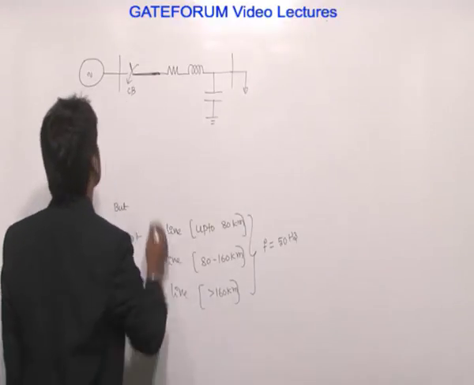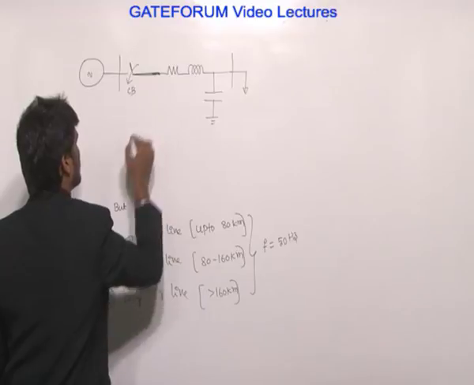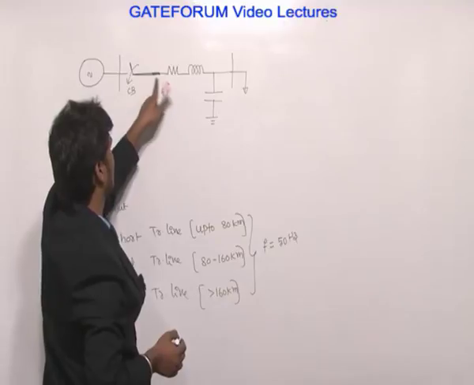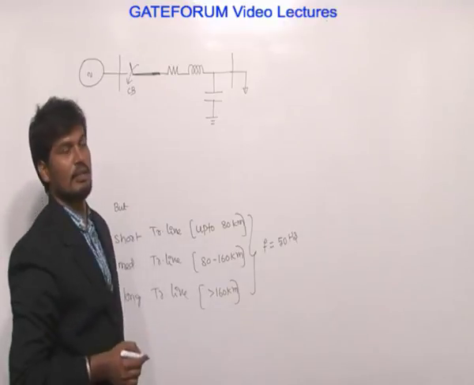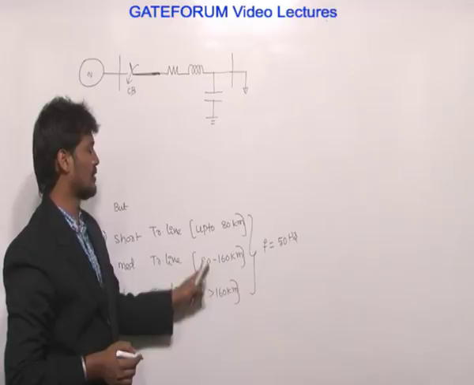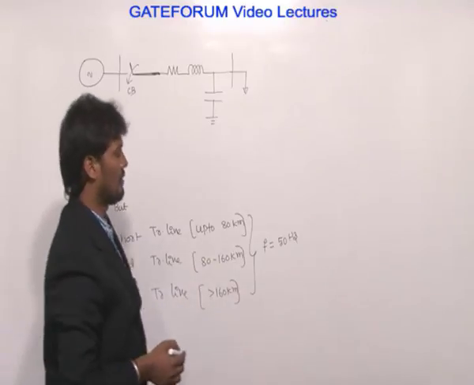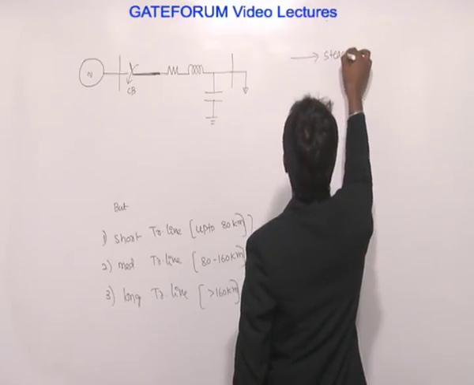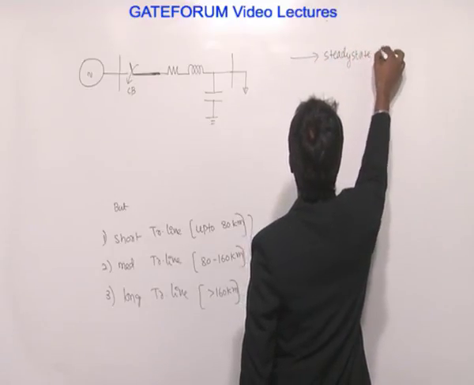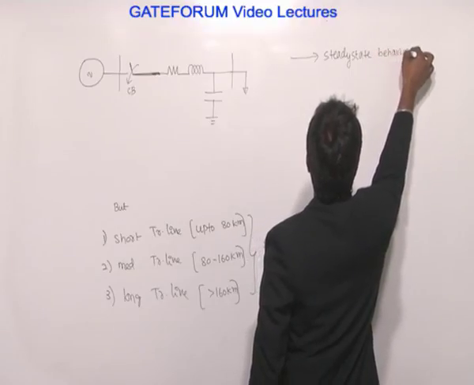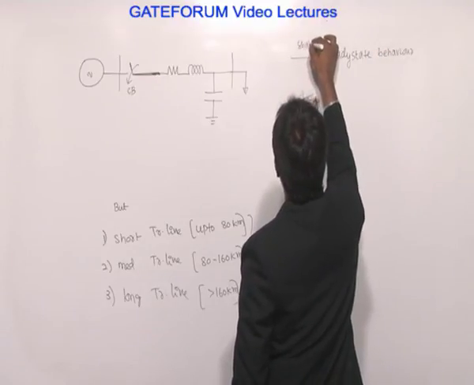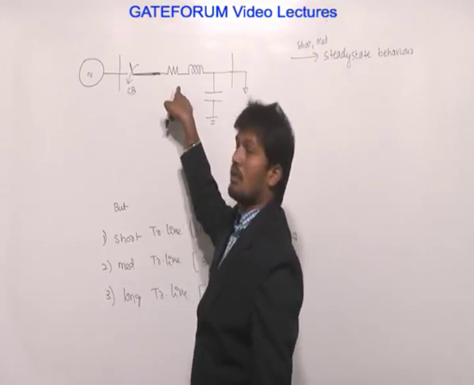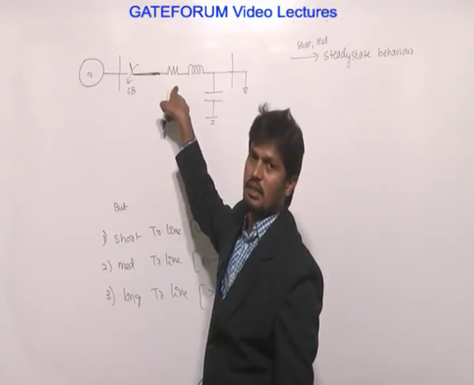When the switch is closed, short and medium lines will take less time to charge the line because of short length, when compared to the long line. Whenever they take less time to charge the line, that is represented by steady state behavior.